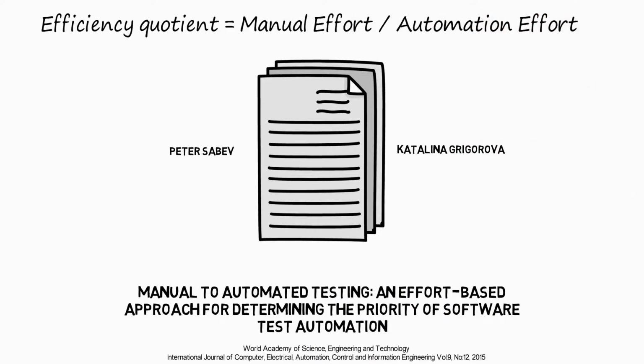The approach suggests that a task with a higher quotient should be prioritized over ones with a lower quotient. For tasks with the same quotient, the ones with a lower automation effort should be prioritized. The approach has been validated by the researchers in a number of industry projects across different domains.